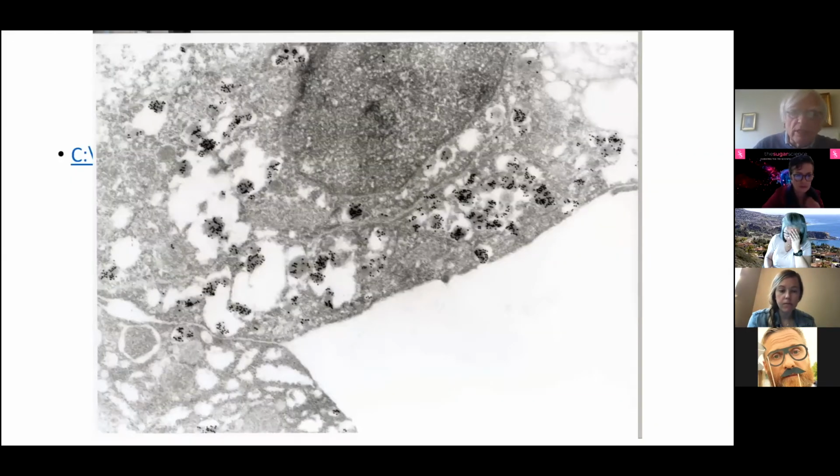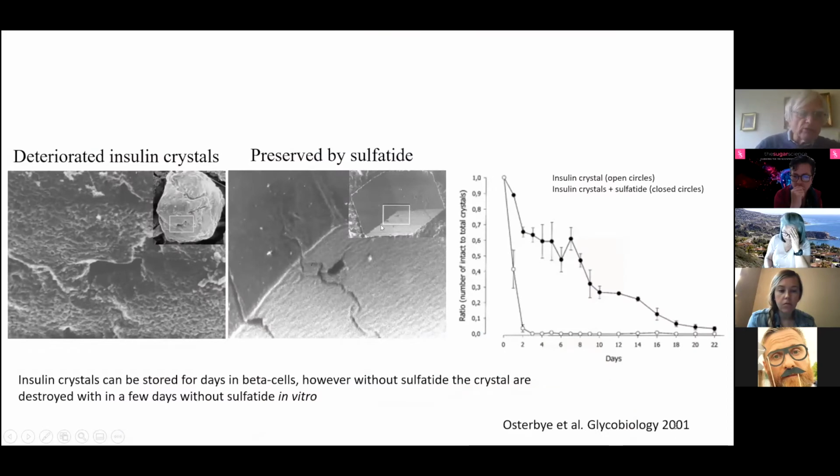Here you can see a human beta cell, and there are secretory granules with insulin. You can see one come out here, and this has just been emptied. And that we have stained with a sulfatide antibody, and you can see the gold granules staining for sulfatide in these secretory granules where there's a lot of insulin. And what does it do there?